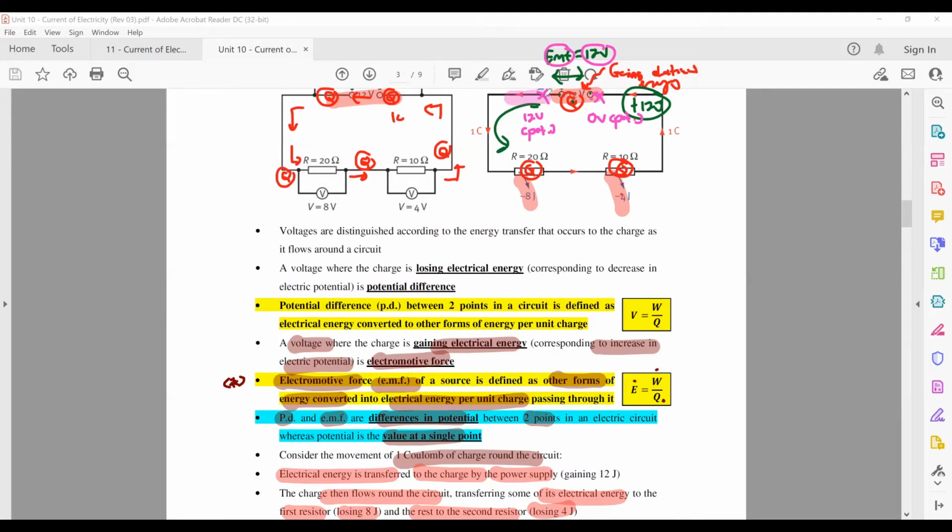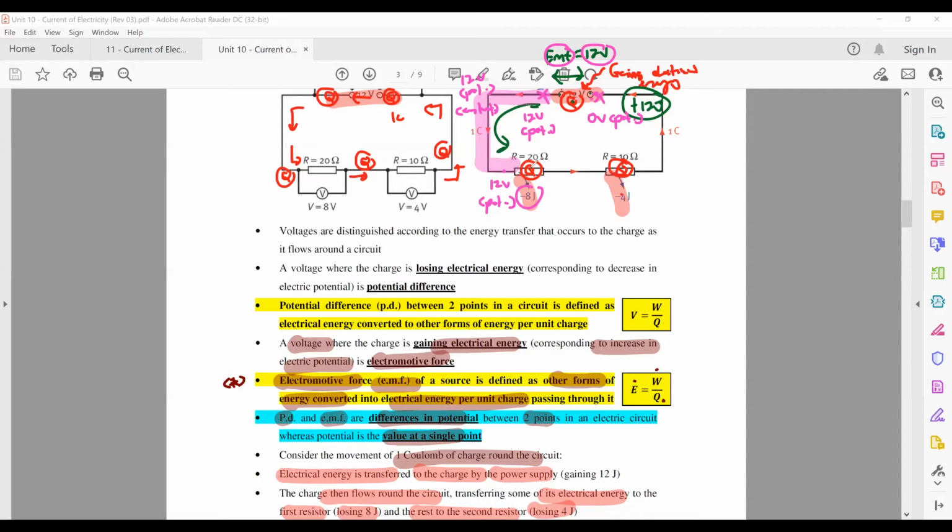Then as your charge continues to move here, your potential is constant. 12 volts potential is constant, until here. So this one is 12 volts potential again. So once it passes through your resistor, it loses electrical energy, converted to heat because the resistor dissipates heat. You will lose electrical potential.